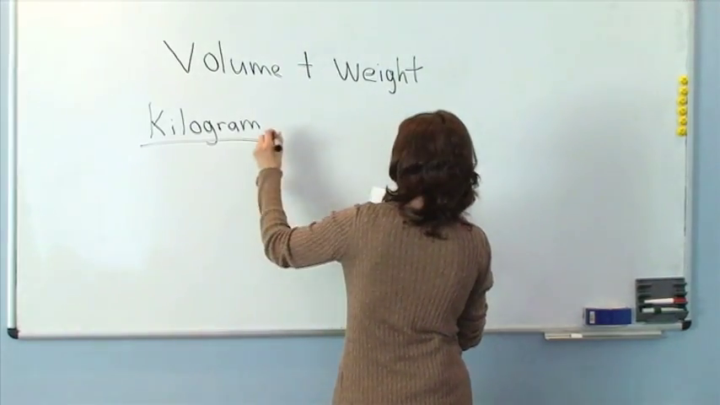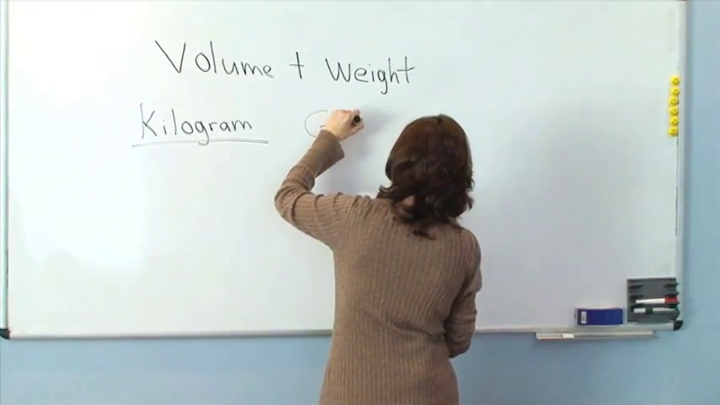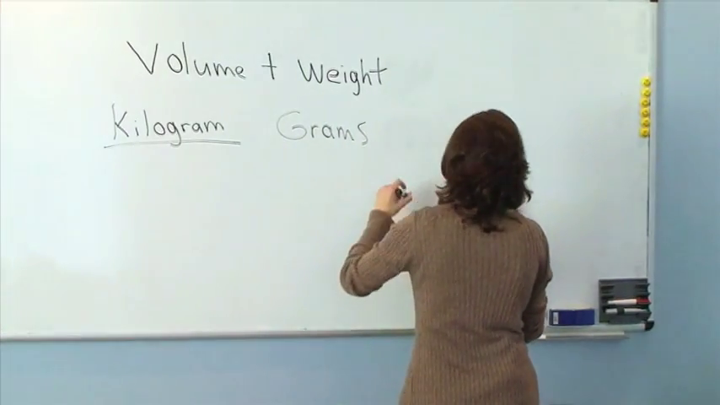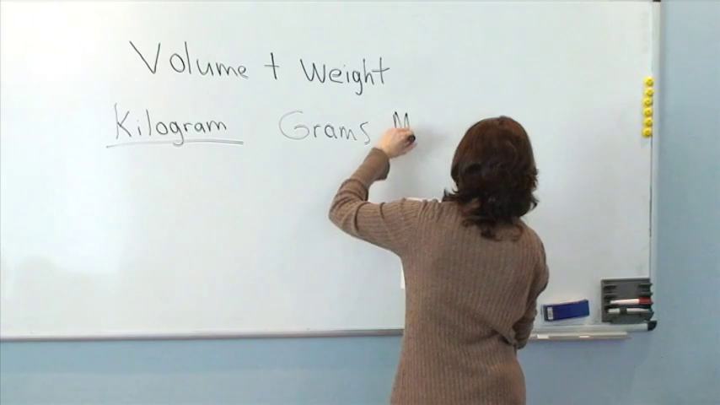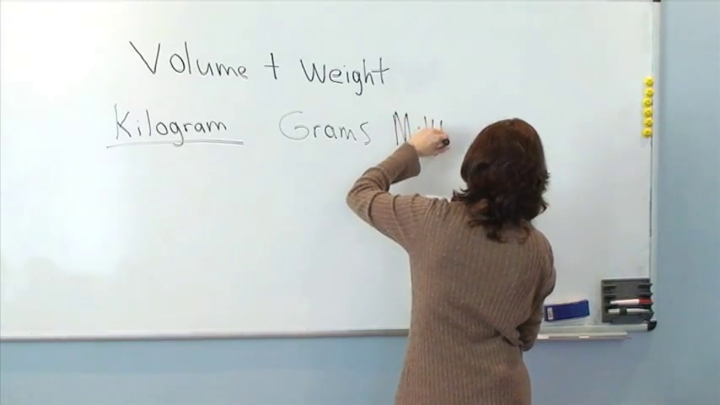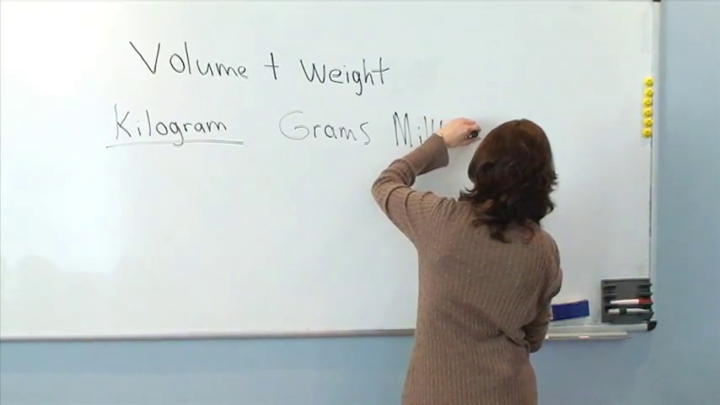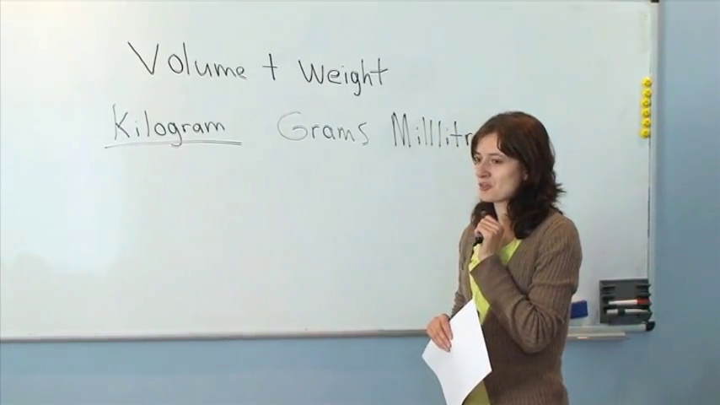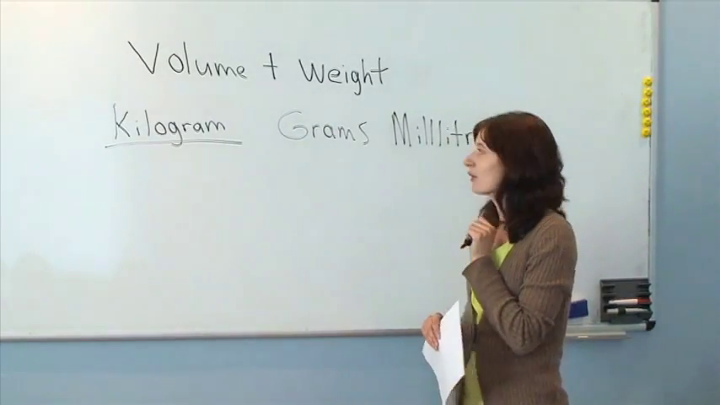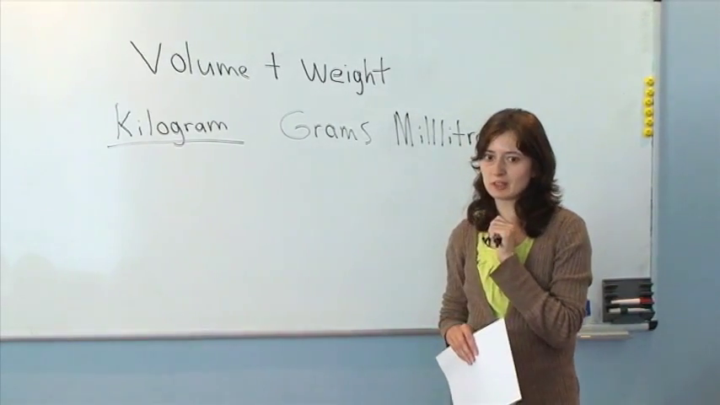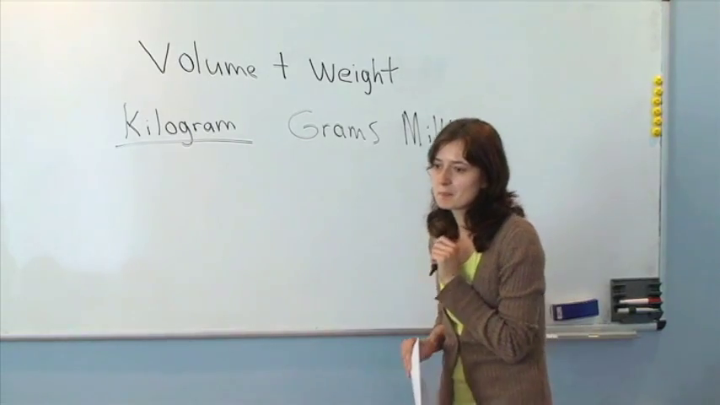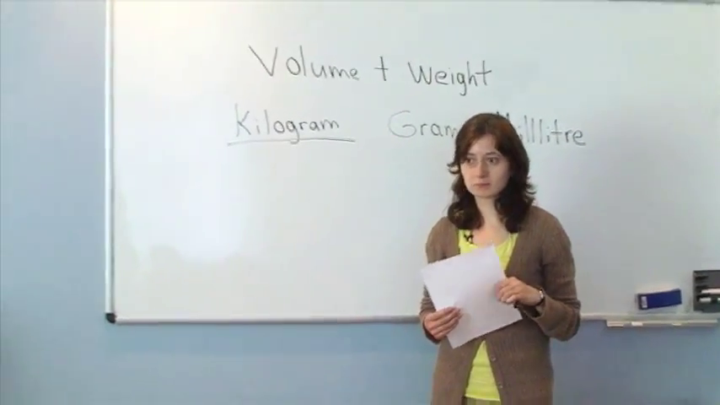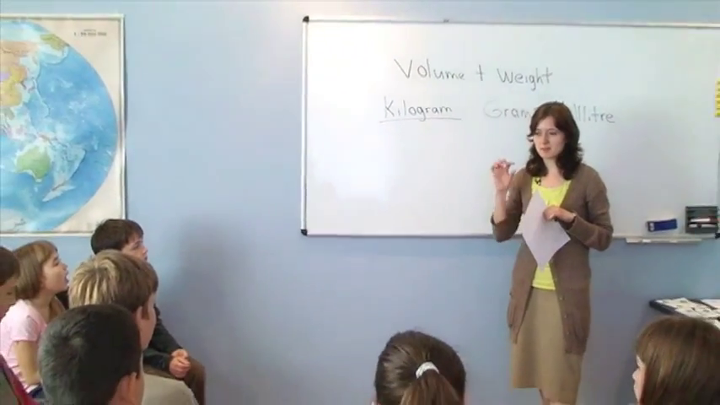So we did kilogram. We did grams. So milliliter. What is milliliter used for? Do we measure a solid or do we measure a liquid? Water? Yep. Milk for a baby. Milk's very good. Because they eat very little?